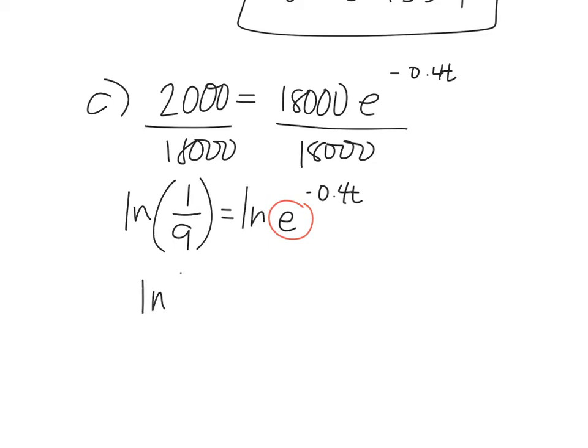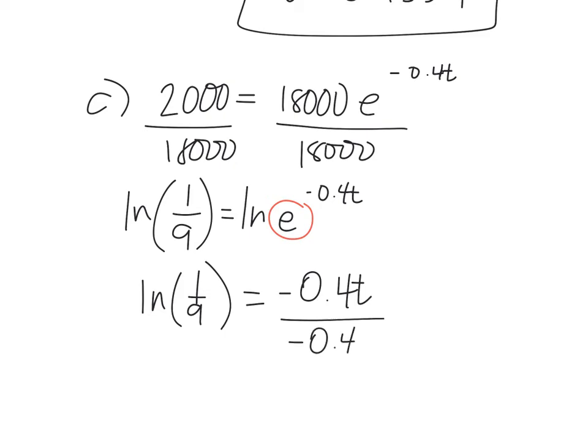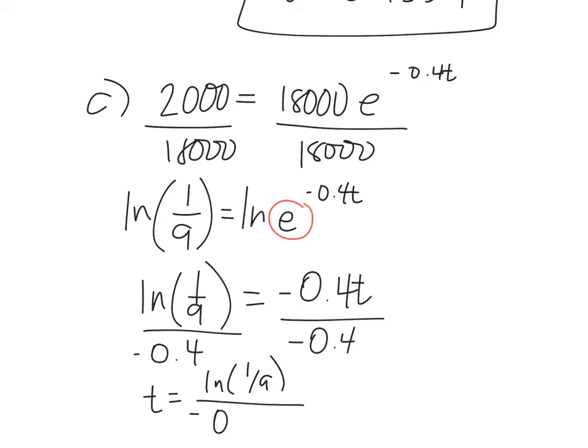Now, I have ln of 1/9. Now, since the natural log and e have the same base, I'm just left with my exponent. So I get negative 0.4t. So to solve for t, I just have to divide by negative 0.4. Oops. So t equals the natural log of 1/9 divided by negative 0.4. So that again would be my exact answer.